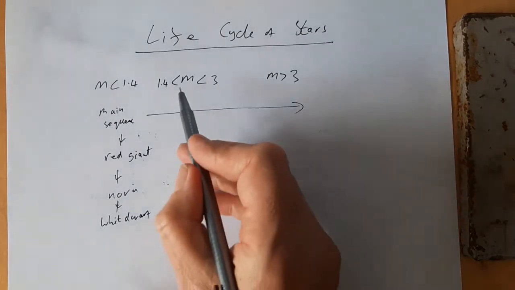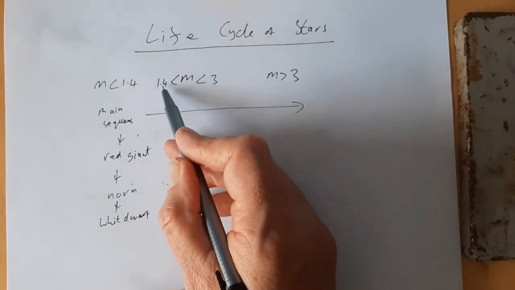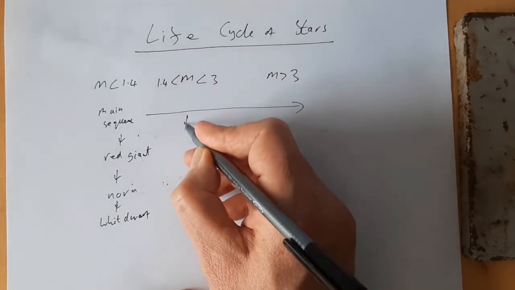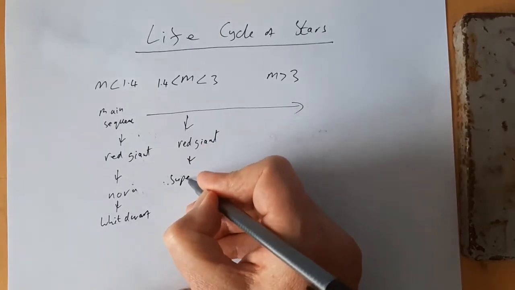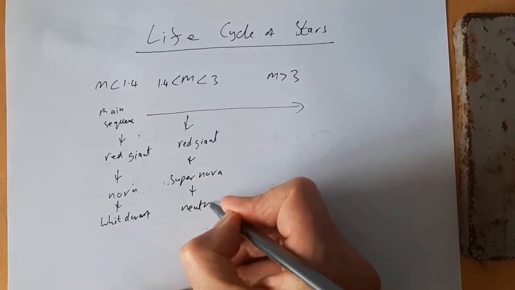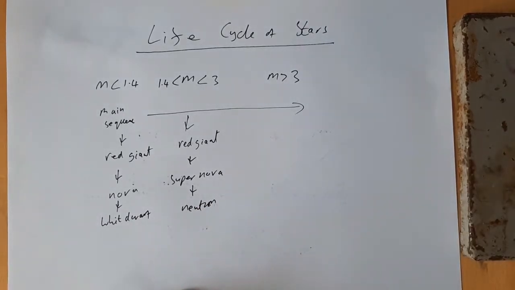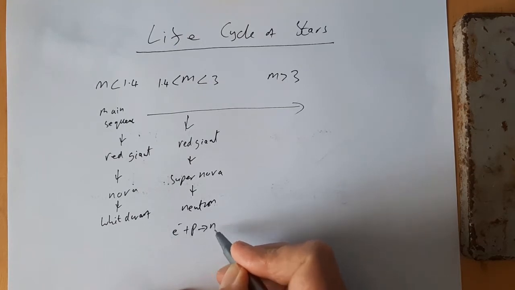A heavier star, and this M is the core mass, not the mass of the whole star, is greater than 1.4 solar masses, but less than 3. Then we go from main sequence again, we go to red giant. And then we go to a much more violent explosion called a supernova, and that becomes then a neutron star. So that's where the gravity has become so strong that it's completely overpowered any electrostatic forces, and we've rammed all the electrons into the nuclei, electron plus proton makes neutron.